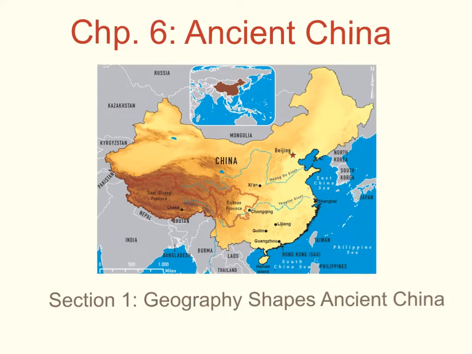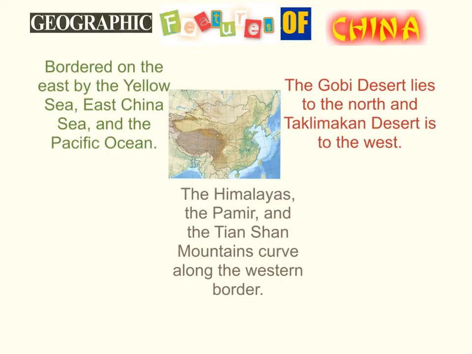Chapter 6, Ancient China. Section 1, Geography Shapes Ancient China. We're going to start off with some geographic features of China. So we're going to use our handy-dandy map here to label some of these places.